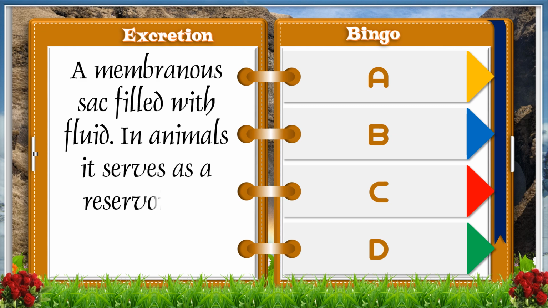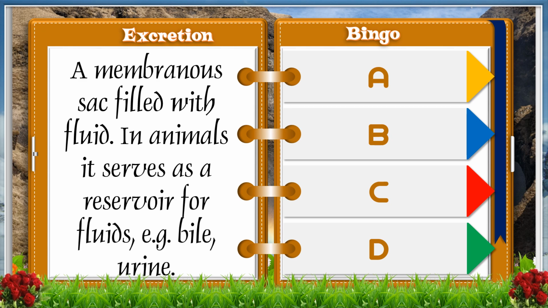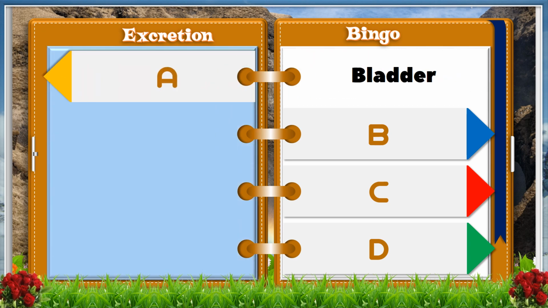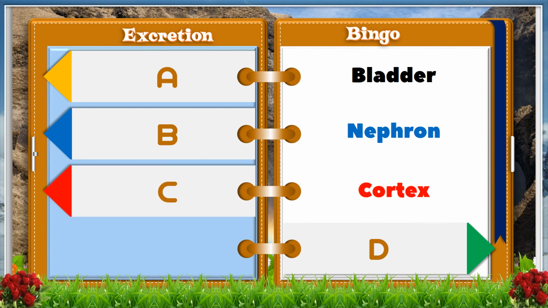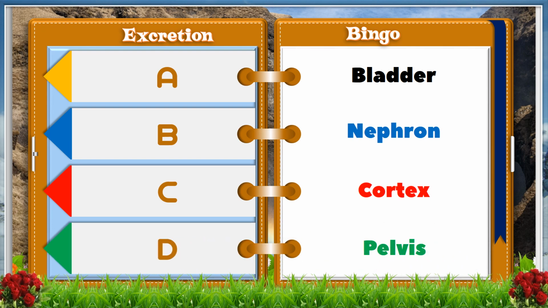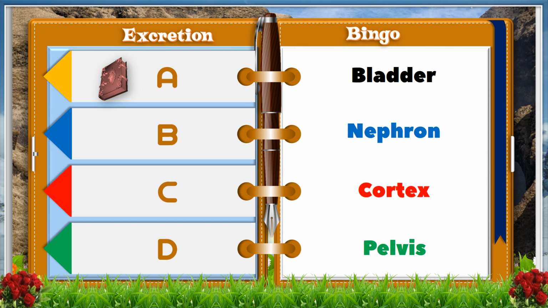A membranous sac filled with fluid. In animals, it serves as a reservoir for fluids, e.g., bile, urine. A. Bladder. B. Nephron. C. Cortex. D. Pelvis. And the answer is A. Bladder.